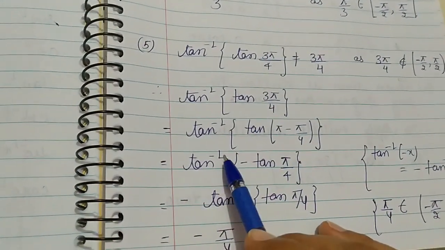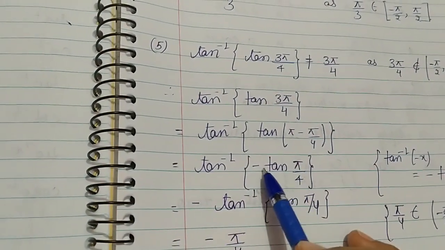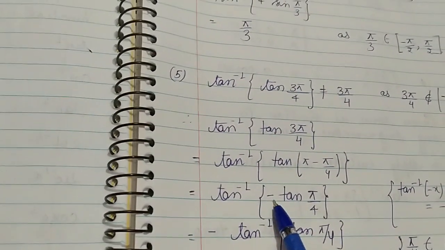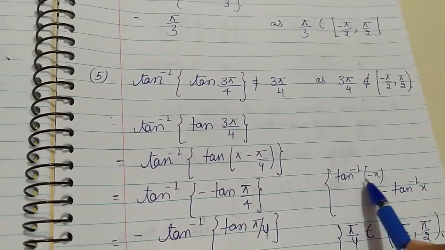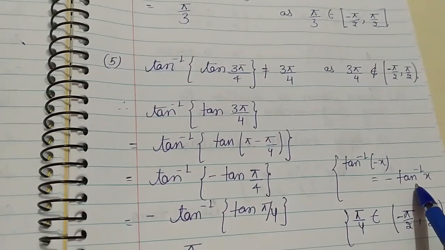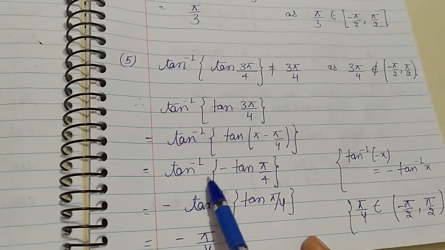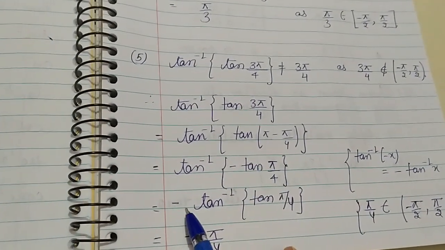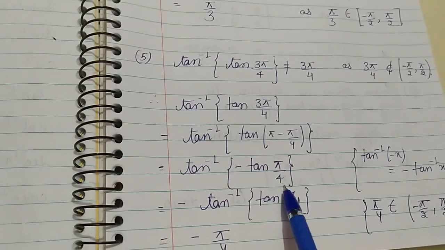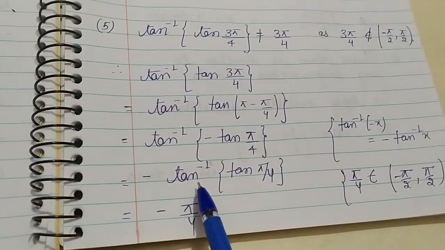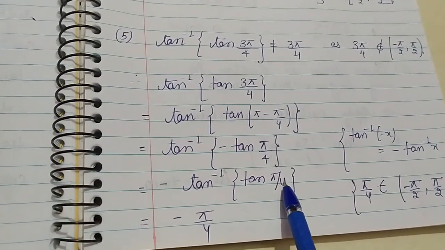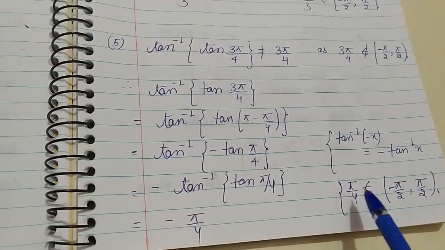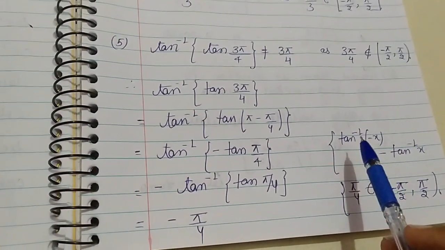Here we can't write tan inverse of tan theta equal to theta because of this negative sign. Now we have to eliminate this sign, and to eliminate this sign we are going to use this relation, tan inverse of minus x is equal to minus of tan inverse x. Now the value of tan inverse of tan theta is equal to theta, as this angle is an element of the range of the tan inverse function.